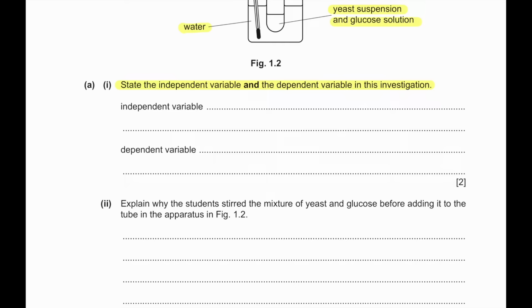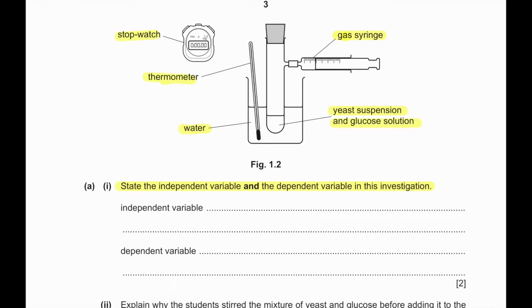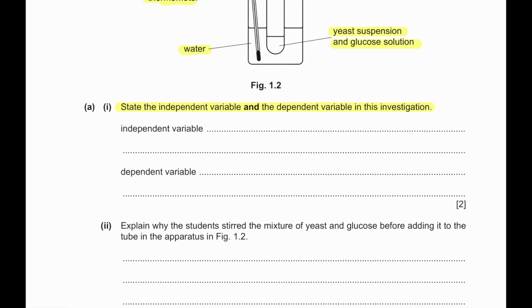And the dependent variable is the variable that is basically our result. In this case, the volume of carbon dioxide that will be produced and collected in the gas syringe is actually our result. So dependent variable: volume of carbon dioxide; independent variable: temperature.